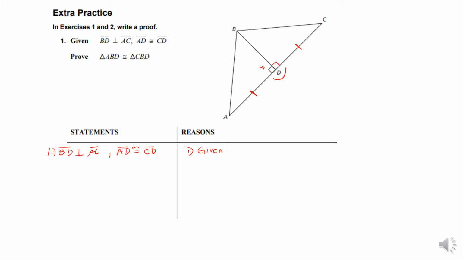So we have a side and an angle. So think about it. We've got an angle, okay, and a side. We've got to show that those angles are equal because this by itself doesn't tell us that those are equal. So we're going to say angle BDA and angle BDC are right angles. And I'm going to say the definition of perpendicular.